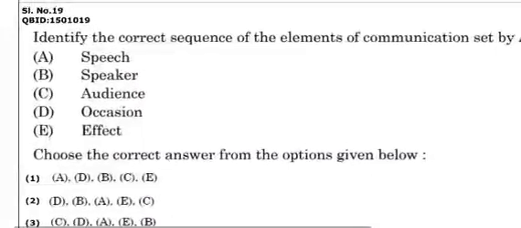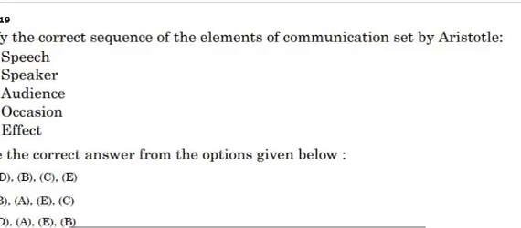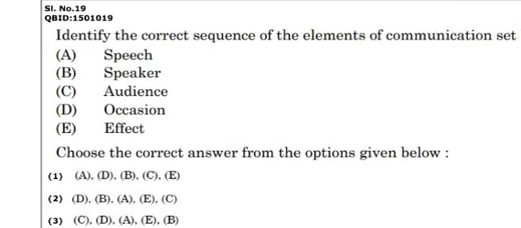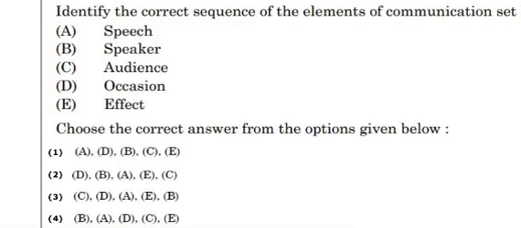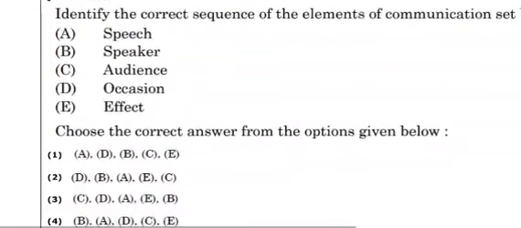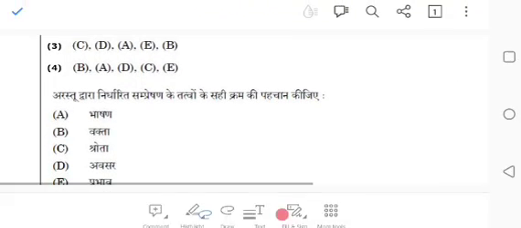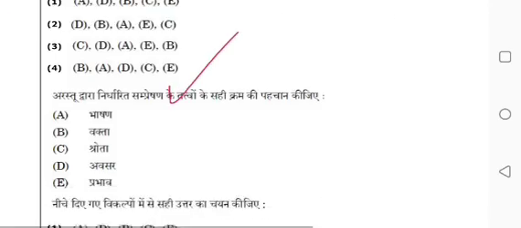Then next is identify the correct sequence of the elements of communication set by Aristotle. Speech, speaker, audience, occasion, effect. So these are the options for the question number 19. Correct answer will be first B will come, then A, then D, then C, then E at last. B, A, D, C, E.